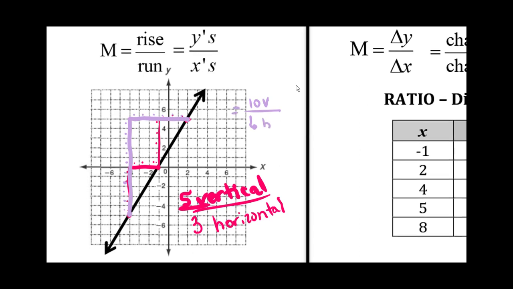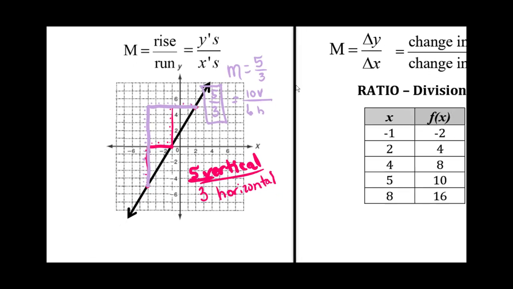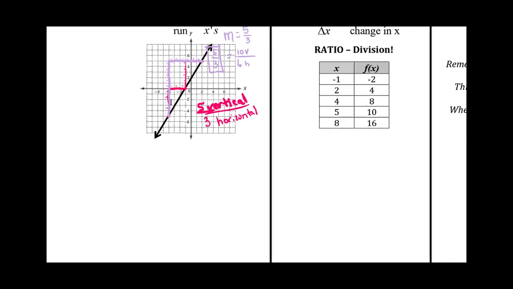Well, the good thing about this is that I can use any 2 points that I want. As long as I'm still on this line, I will still get the same slope. So we would write this as slope is a 5:3 ratio. It's a ratio of vertical change to horizontal change. So let's write that down as steps in here.